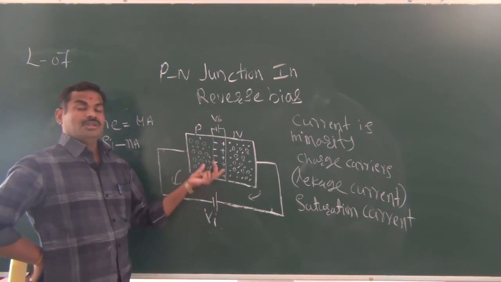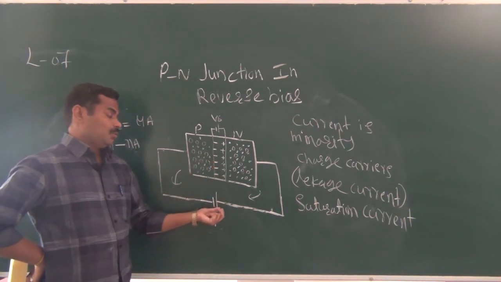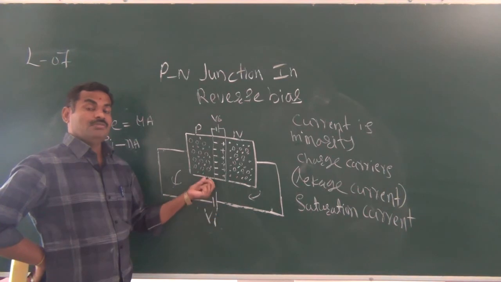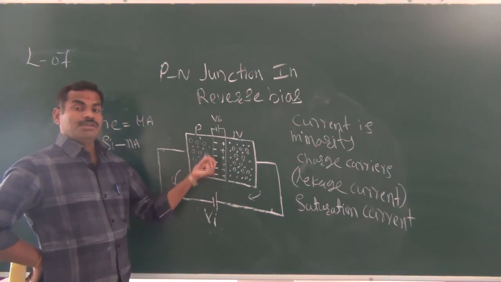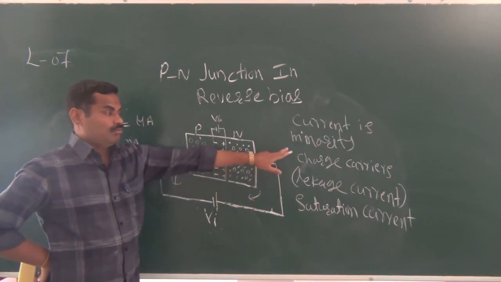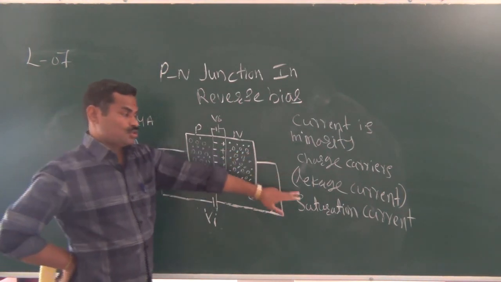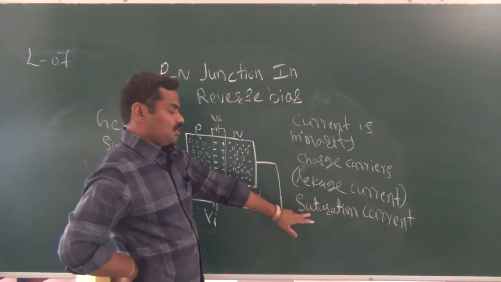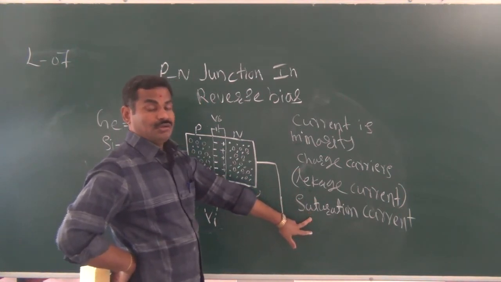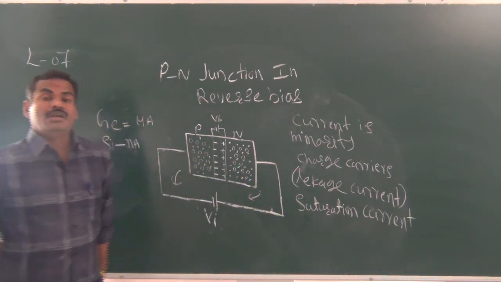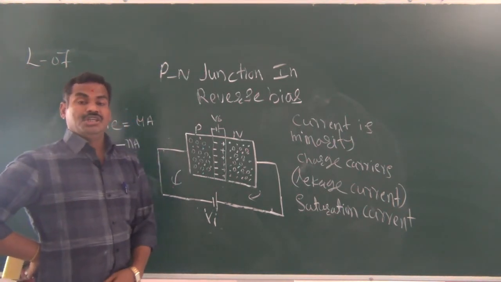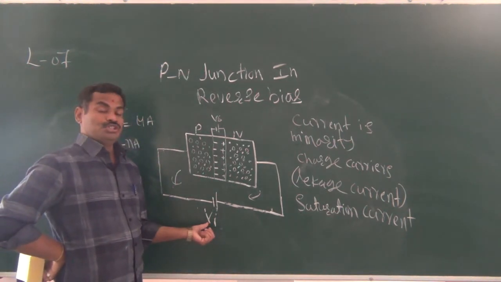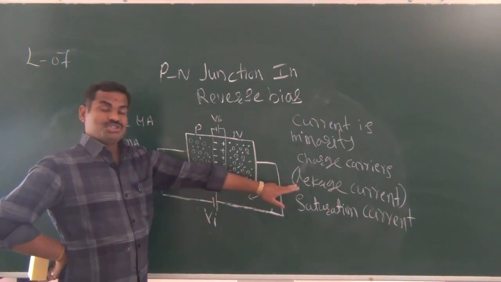It means the minority carriers move because the applied voltage acts as a forward bias for the minority carriers. So in the reverse bias they have a current, and that current is because of the minority charge carriers. That current is also called leakage current, and also saturation current. What is saturation current? It is the current because of the minority carriers and the temperature, and that current is independent of the applied voltage. That is the reverse saturation current.